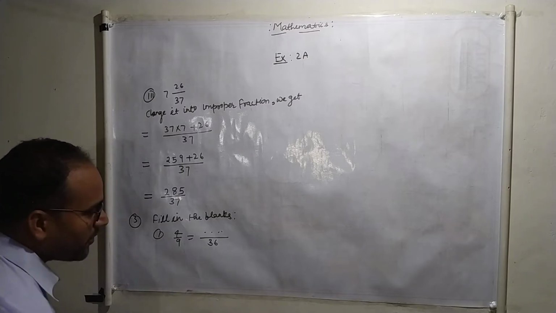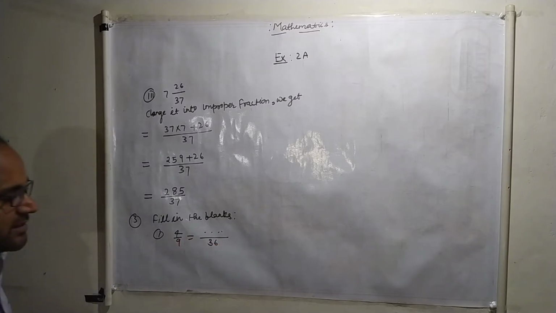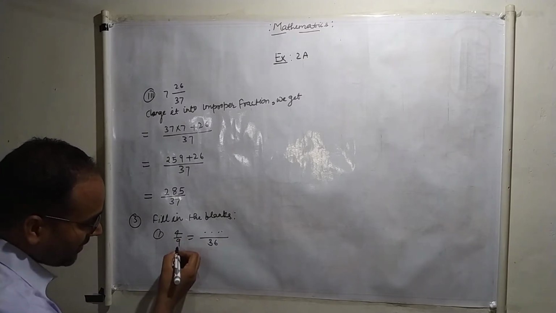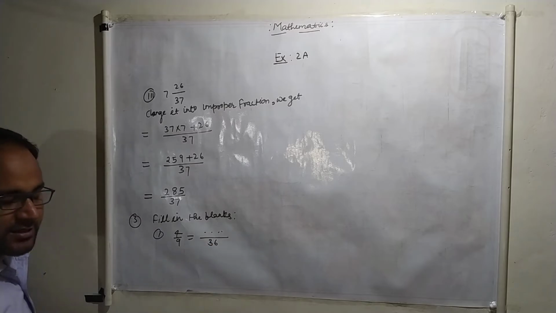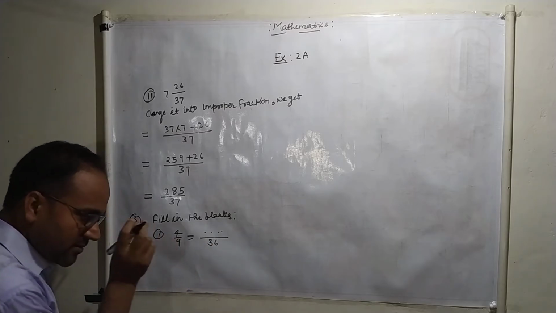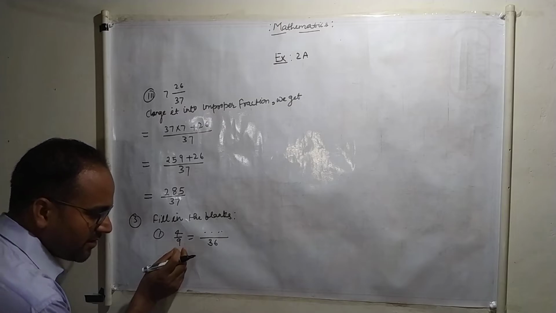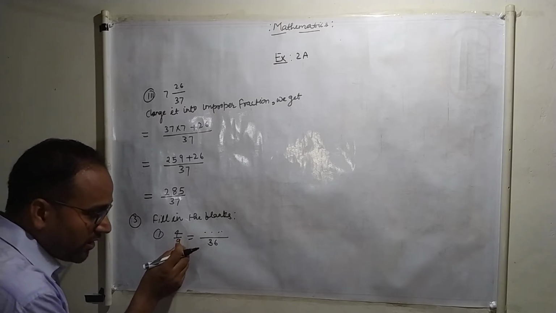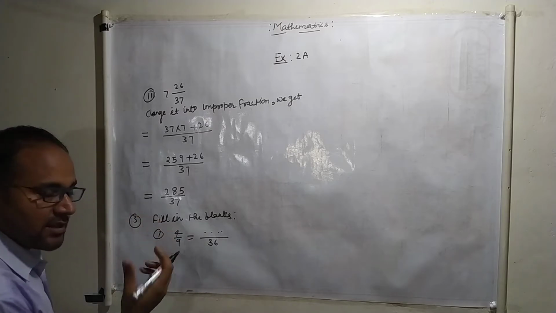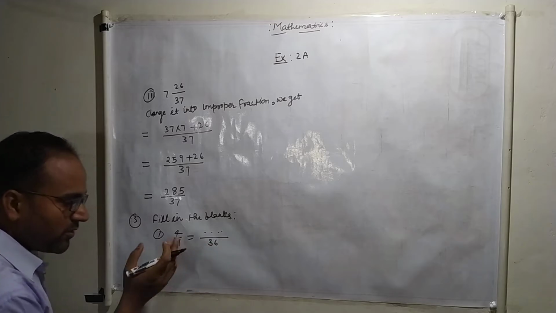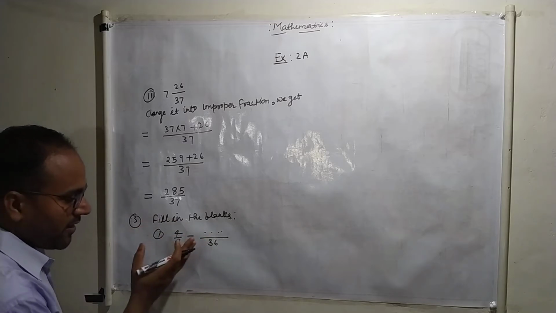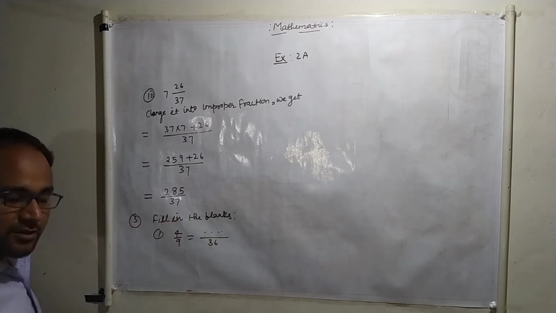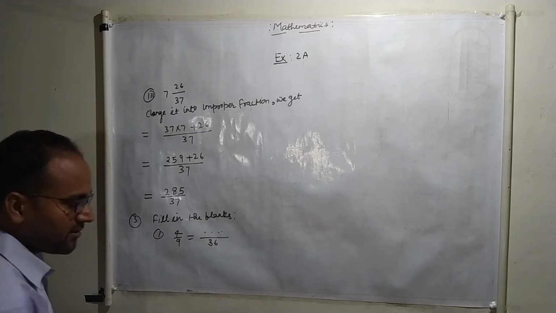Here is a 9. By which quantity will you multiply 9 to get 36? The denominator is given, here it is 9. By which quantity will you multiply 9 to get 36? That is 4, meaning you divide 36 by 9 and get 4. And by that 4 you will multiply the numerator also. You will get that answer.